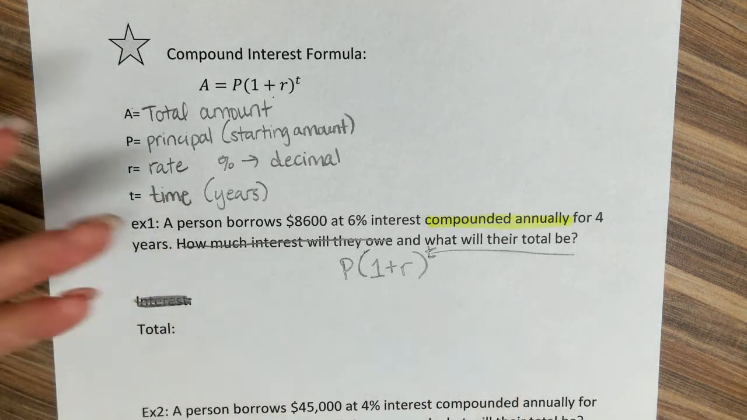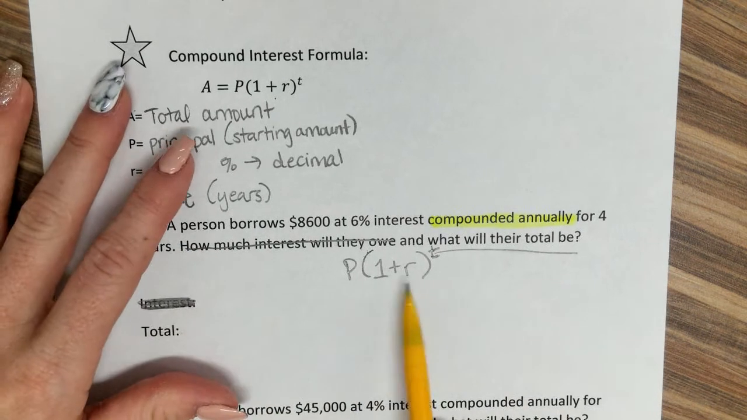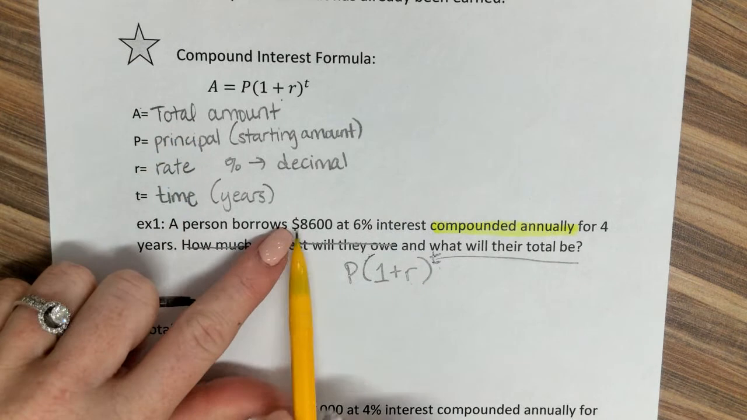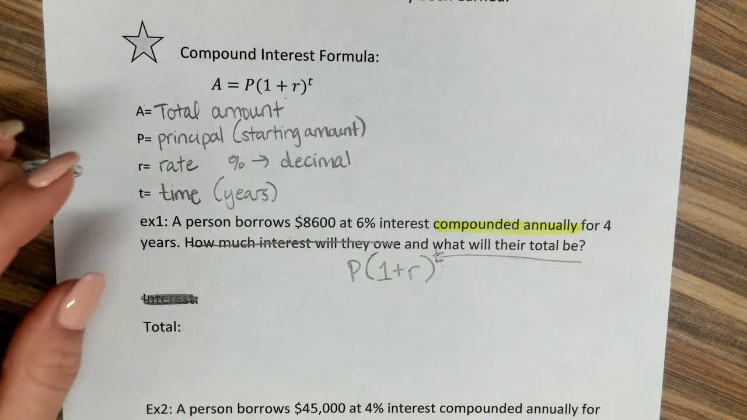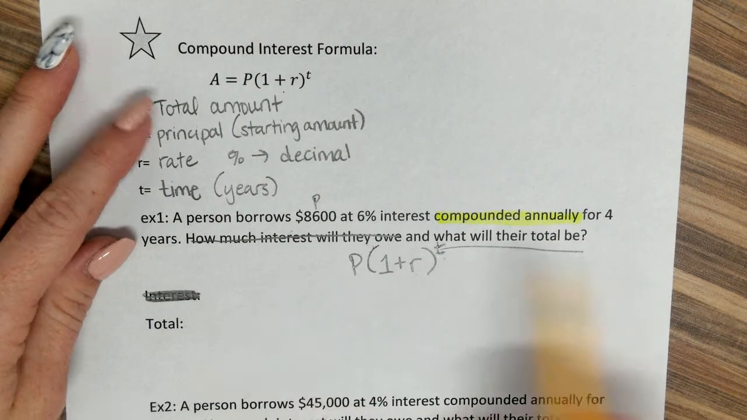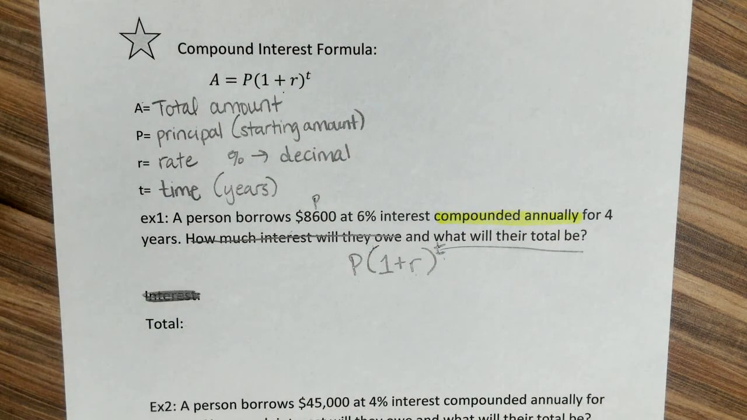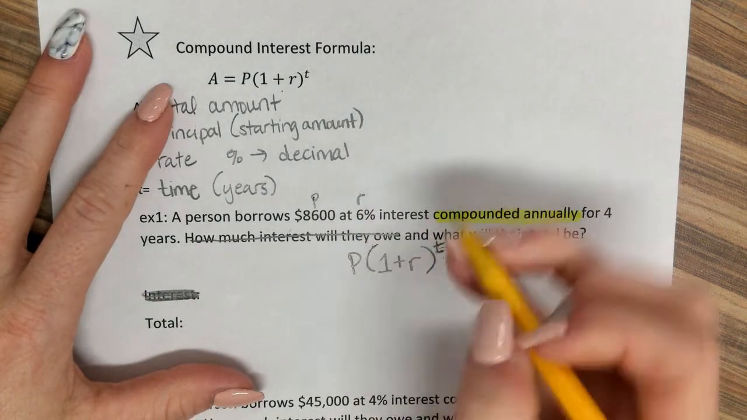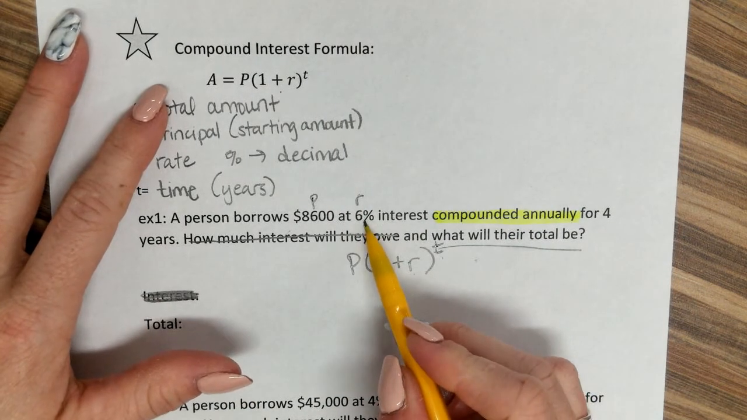All right, so all we have to do is find these 3 numbers, a P, an R, and a T. Which one of these numbers is the P, the starting amount that they're borrowing? That's my P. Which one of these numbers is the R? And what do I have to do to that percent?